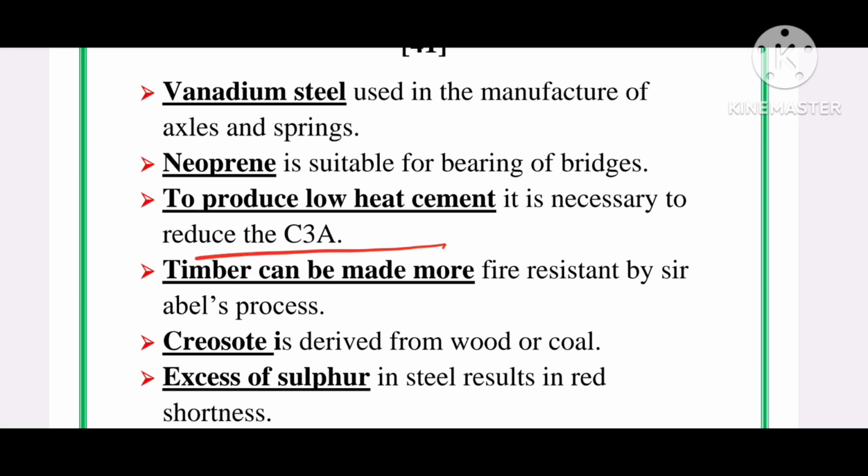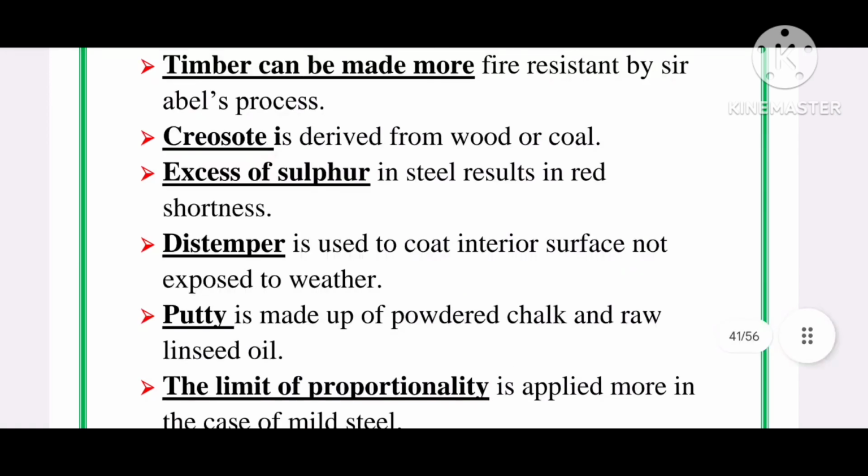To produce low heat cement, it is necessary to reduce C3A. Next point, timber can be made more fire resistant by the Abel's process. Next point, creosote is derived from wood or charcoal.